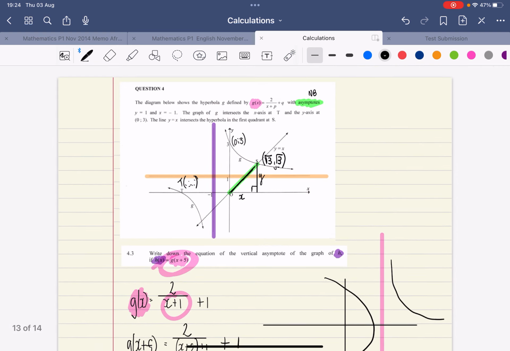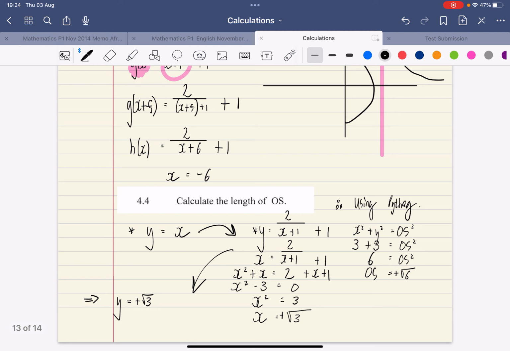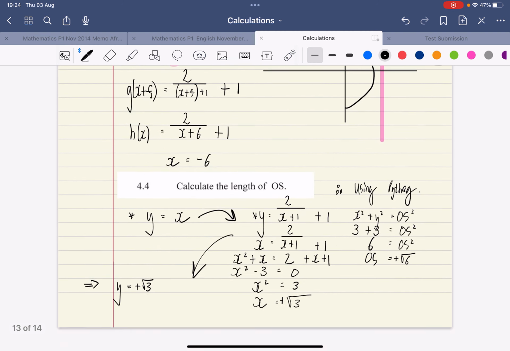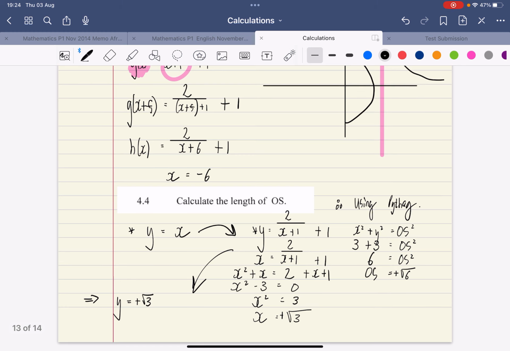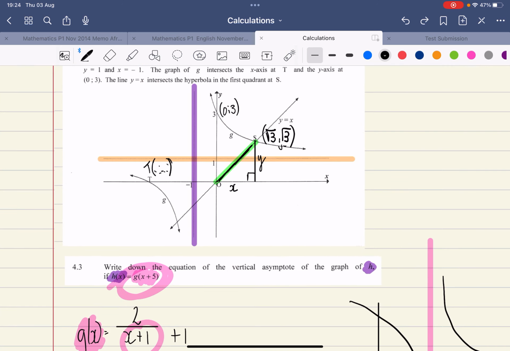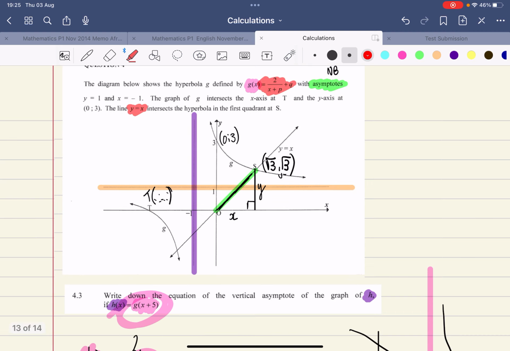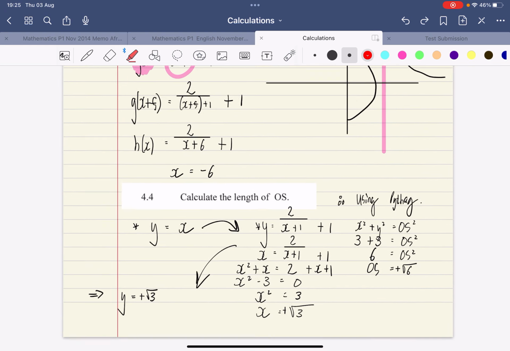We have found the distance OS using Pythagoras and substituting y equal to x into the equation, doing a simultaneous solve with y equal to x and the hyperbola, the two graphs they had given us in the very beginning. The line y equal to x here, and the hyperbola over here. And the problem has been solved.